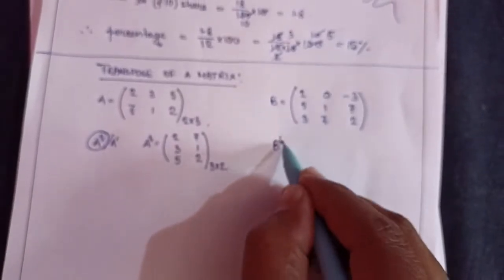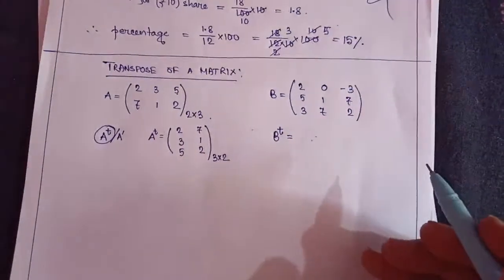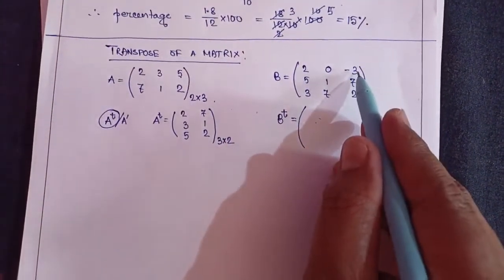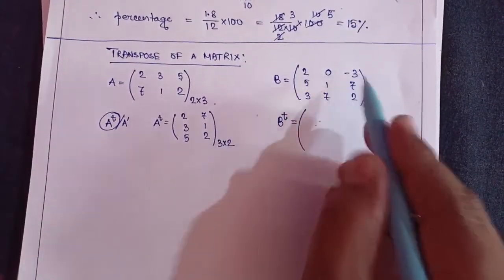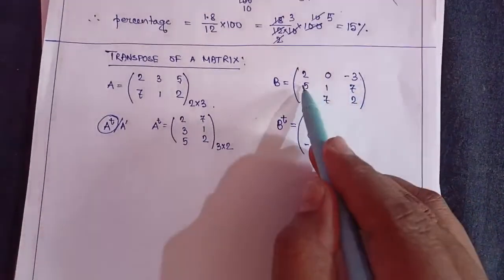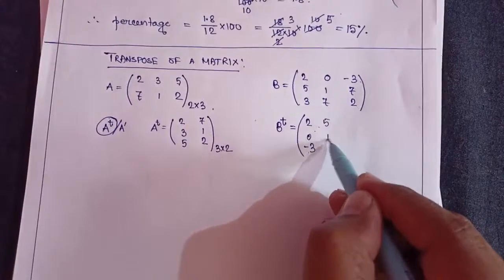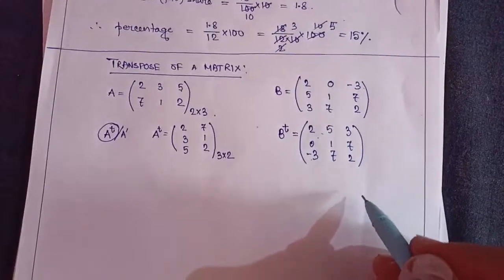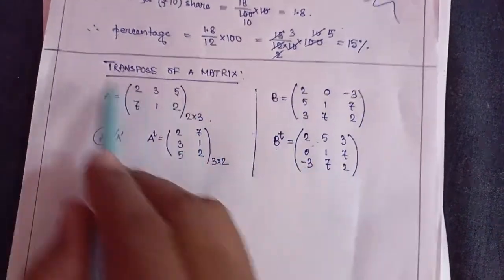So B transpose will be when the rows transform to columns, that is called the transpose matrix. So the first row, 2 0 minus 3, is transformed to a column. When we write 2 0 minus 3, the first row transforms to the first column; by the same way, the second row transforms to the second column, and the third row transforms to the third column. Then this is the transpose of the matrix B. Understood? So transpose means the simple thing: when a row transforms to a column, this is called the transpose matrix. Okay, now this is a clear idea.